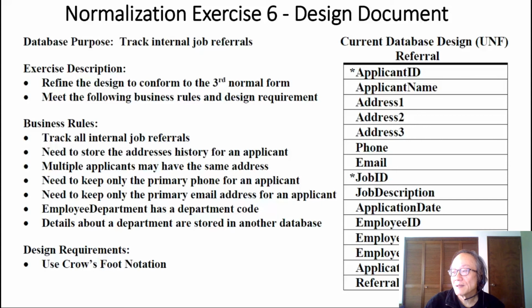On the right, we have our unnormalized form. This form has a composite primary key consisting of applicant ID and job ID.